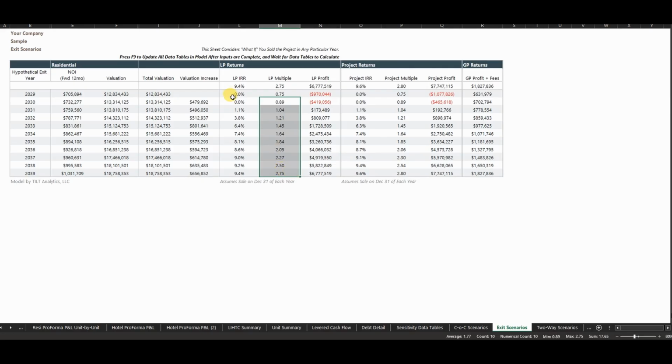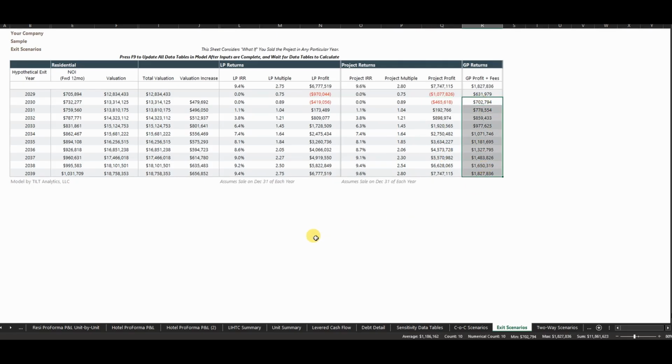This project is unusual as it does not show this effect, but that is often one of the interesting takeaways from the sheet. We also see project returns based on any given year of sale, or project multiple, project profit, and then GP profit and fees.